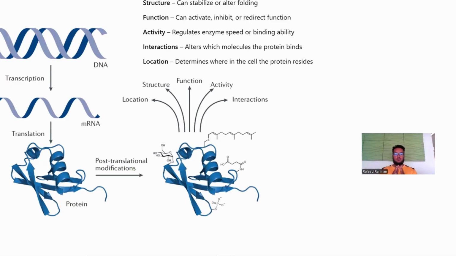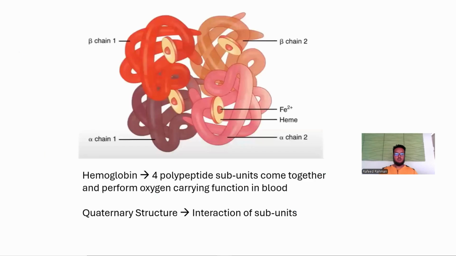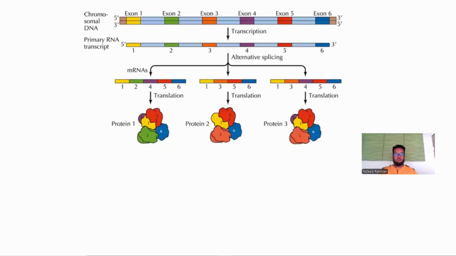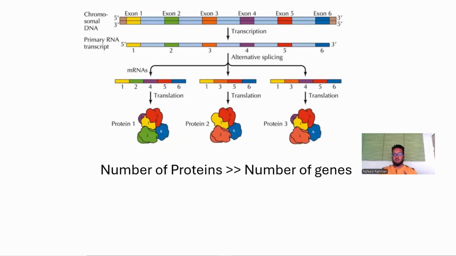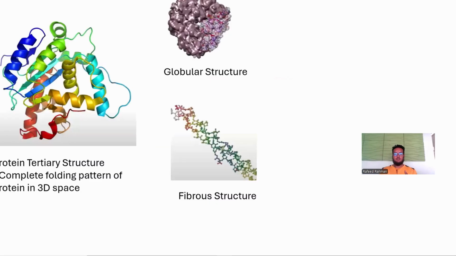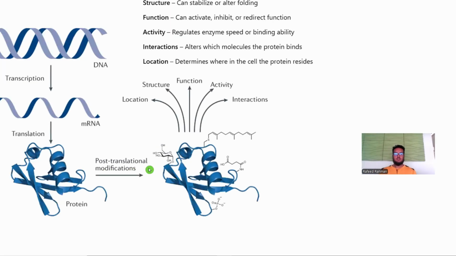Previously we talked about alternative splicing. Just to remind you, right here, this one. Because of this, the number of proteins is far greater than the number of genes. Another reason the number of proteins is far greater than the number of genes is the PTM.